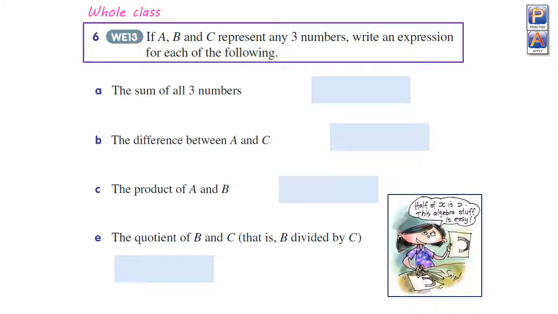All right. If A, B, and C represent 3 numbers, write an expression, the sum of all 3 numbers. Sum means plus. The difference between A and C, we subtract. Difference means subtract. Product means times. Now I could have written A times B, oops, but the times is not necessary in the middle there, so we just write AB. And the quotient of B and C, so that is B divided by C is the best way.